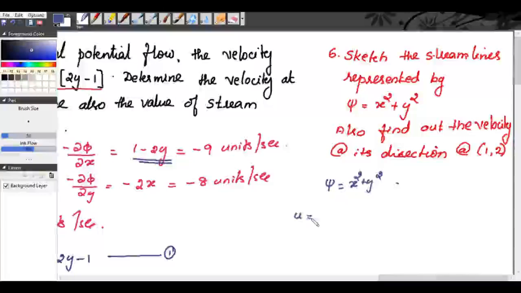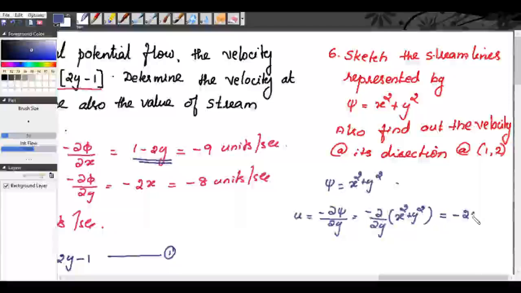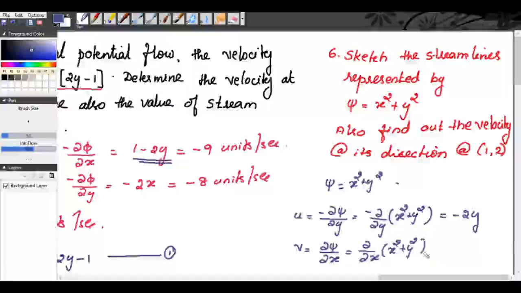So our velocity components are u is equal to minus dou psi by dou y. So we get minus dou by dou y of x square plus y square, which is equal to minus 2y. The x square term becomes 0 because there is no y, only this term, so it is minus 2y. Similarly, v is equal to dou psi by dou x, that is dou by dou x of x square plus y square. We get 2x.